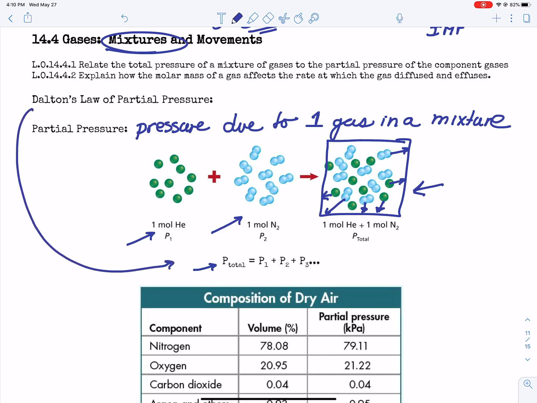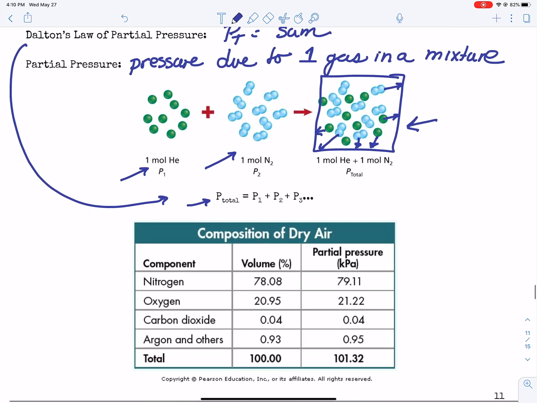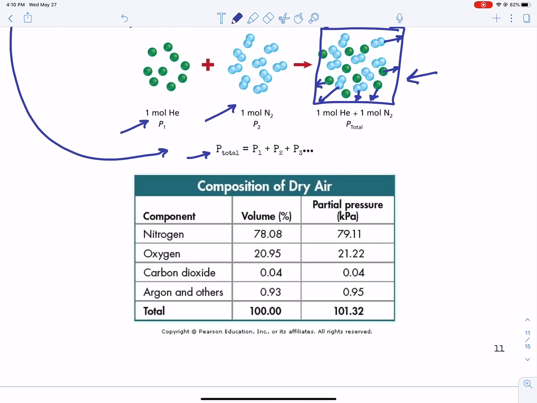That's what Dalton's law of partial pressure is, that the total pressure is equal to the sum of all of the individual partial pressures. It is proportional to percentage. So, for example, the nitrogen in the air makes up 78% of the volume, and if we're at STP, standard pressure, which is 101.3 kPa, then 79.11 kPa, or 78.08% of that pressure, is due to the nitrogen.